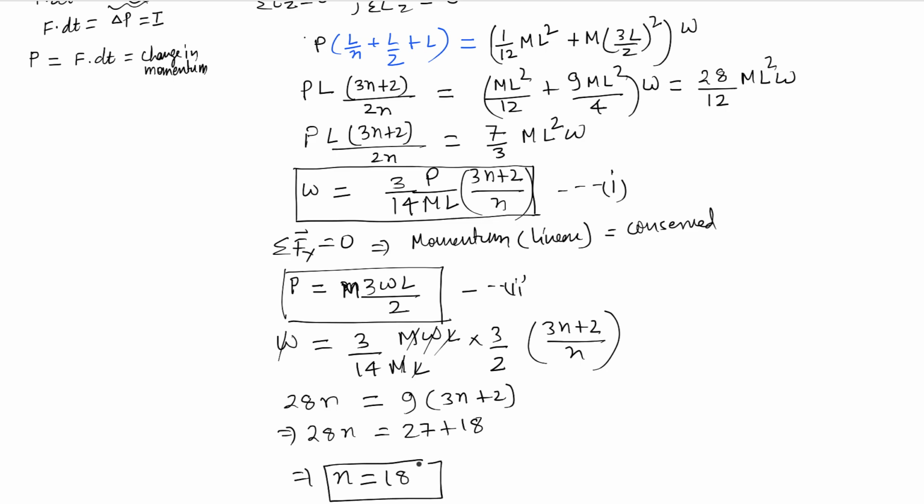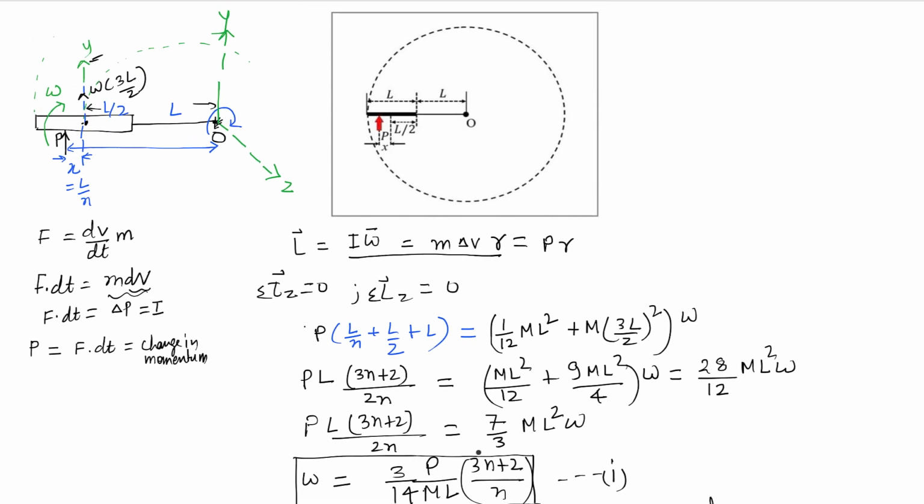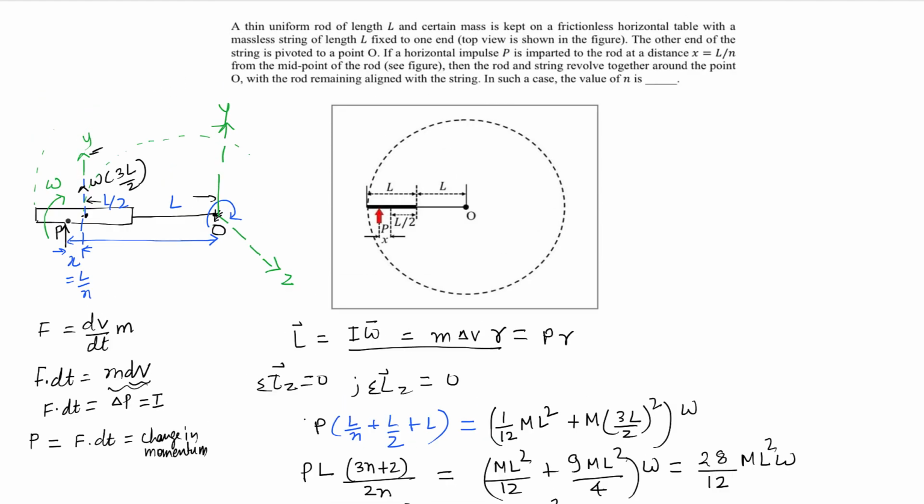So this was as simple as that. The most important point here was that if this whole thing, string and rod, is rotating together in a single line, then we can consider this point O, since it is rotating around it. An impulse will be the reason why this rod starts moving, and then we just need to take the angular momentum, which is going to be conserved because there is no torque acting in the z direction.